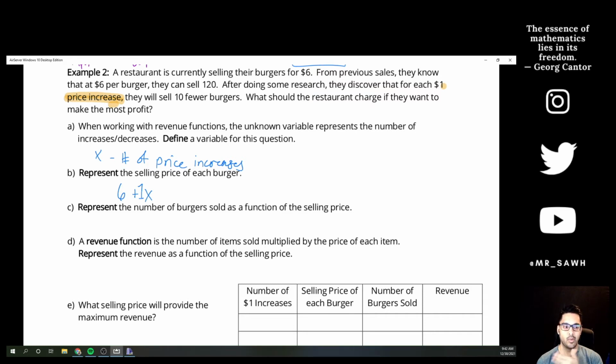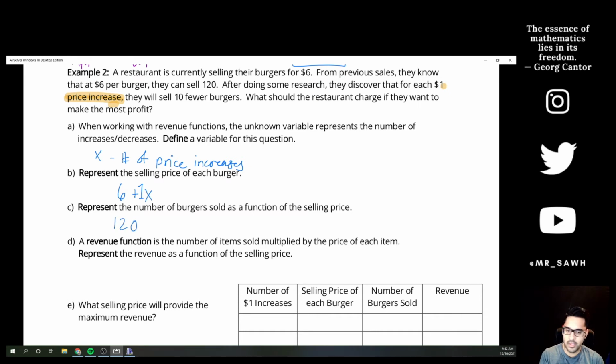Now if I change the price twice, that means the price goes up by $2. My new price is $8. So you can see how this works if I keep the pattern going. And if I represent the number of burgers sold as a function of the selling price, well, the number of burgers I'm selling originally is 120.